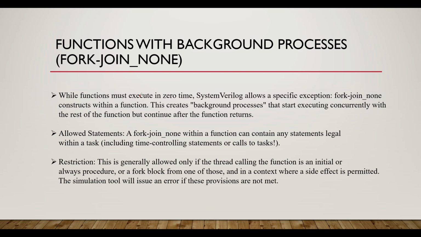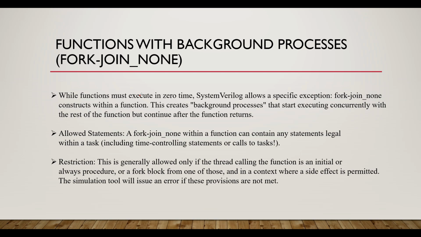Whenever you are writing fork join none, it is basically a block where you write multiple threads that are executed in parallel. Whenever you add fork join none, that thread is scheduled for later, and your execution pointer comes out of the fork join none block, executes the statements outside it at the current simulation time, and then goes inside the block and executes your inside thread statements. Okay, so this is the basic execution of fork join none.